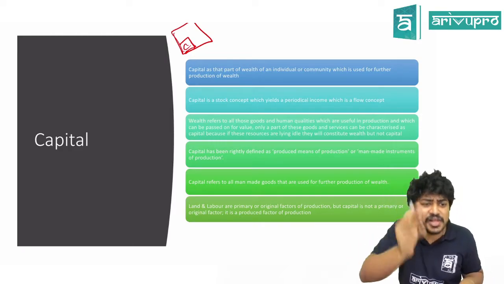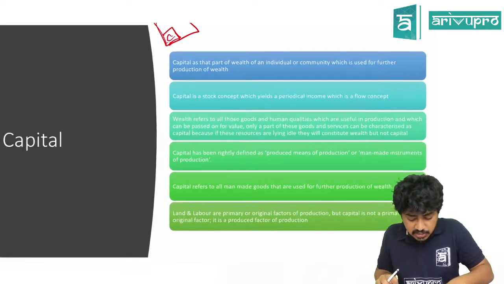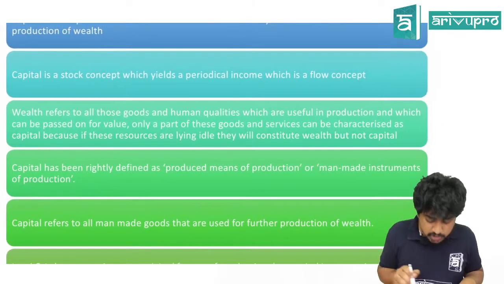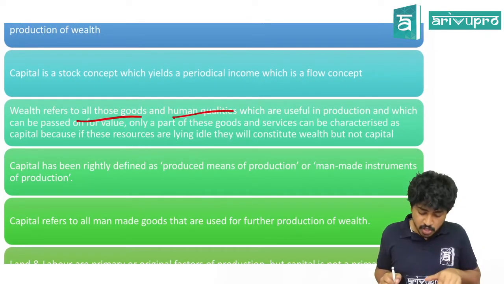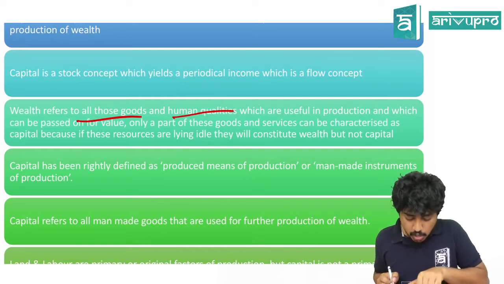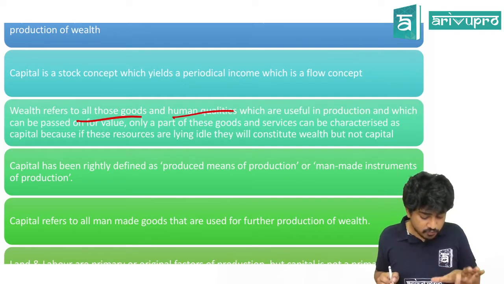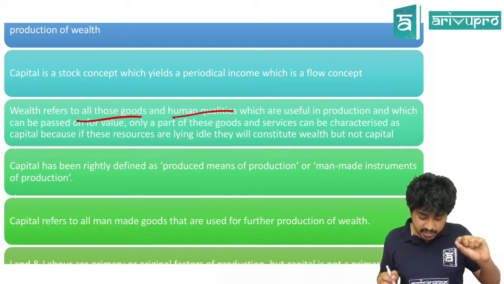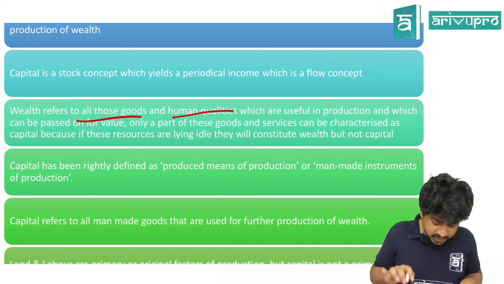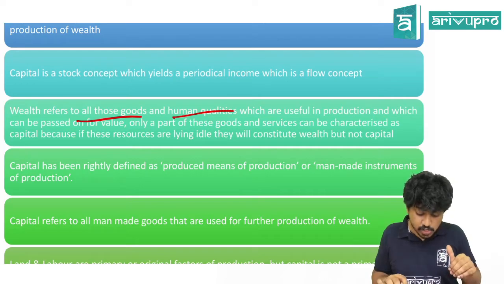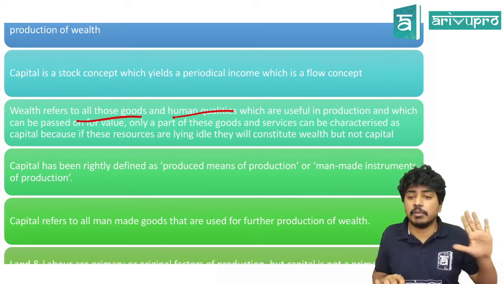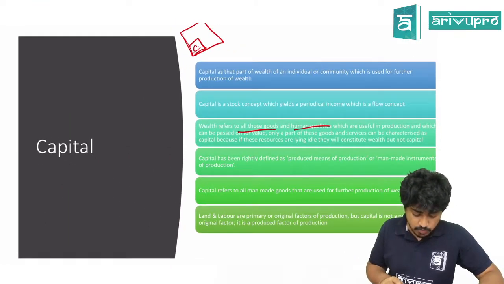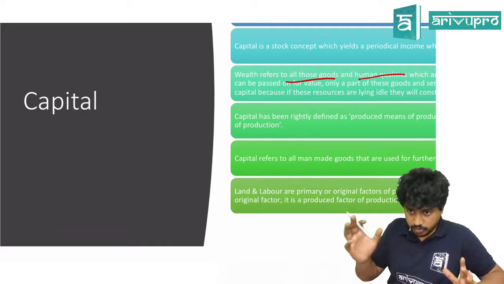Now, sir, what is wealth? You might have to ask. Let's read the definition for wealth. Wealth refers to all the goods and services or human qualities which are useful in production and can be passed on for a value. Only a part of these goods and services can be categorized as capital, because if these resources are lying idle, they will constitute wealth and not capital. Let's break it down. Now, let's say you have a building, machineries, raw materials, everything.